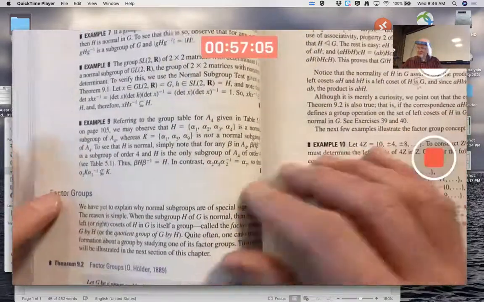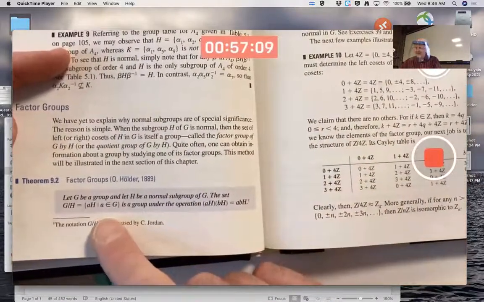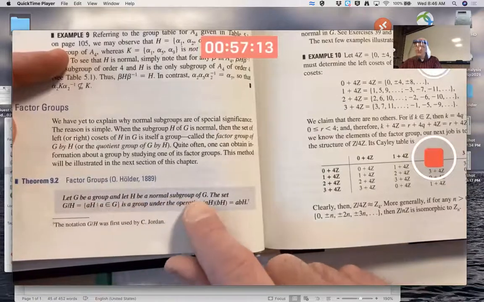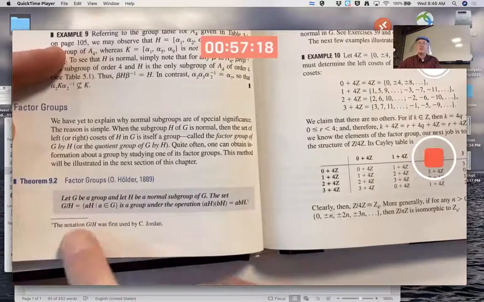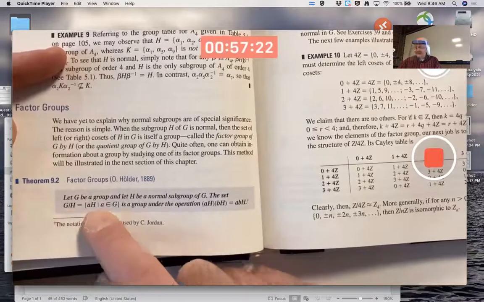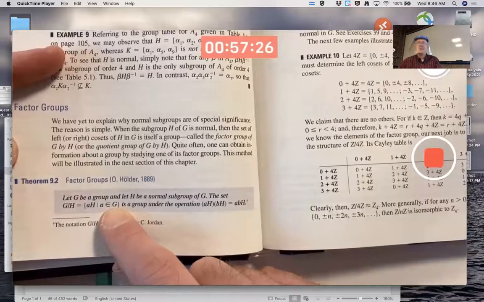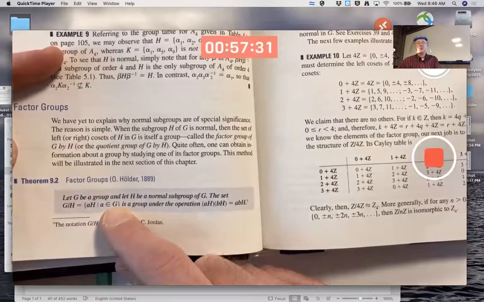And the well-defined issue comes up here, and I'll try to address that briefly as well. So again, a factor group: given a group G and a normal subgroup of G, this is one reason normal subgroups are important, is they help you define factor groups. You can define this set even when H is non-normal, but it turns out it's not a group. It's only a group when H is normal in G.